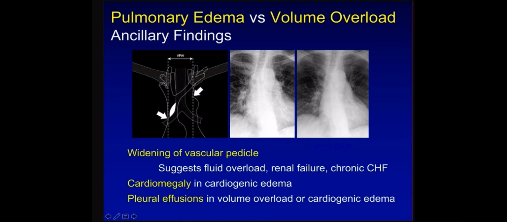The vascular pedicle is a very useful structure too. It refers to the SVC on the patient's right and to the arterial structures here on the left. Now, this can become widened, especially in patients with fluid overload, patients with renal failure, or those with chronic congestive heart failure.